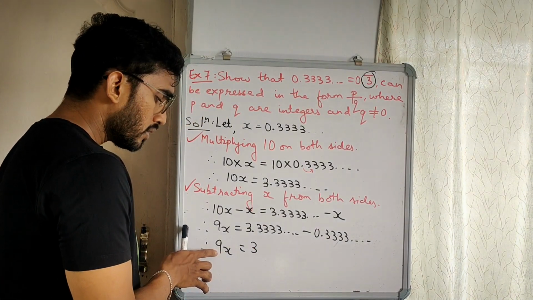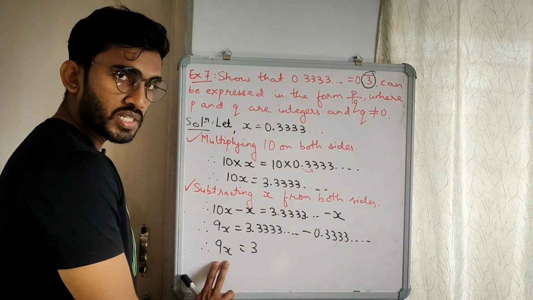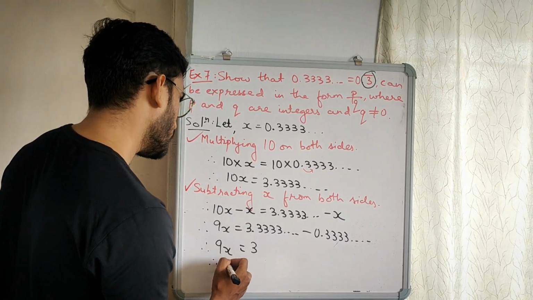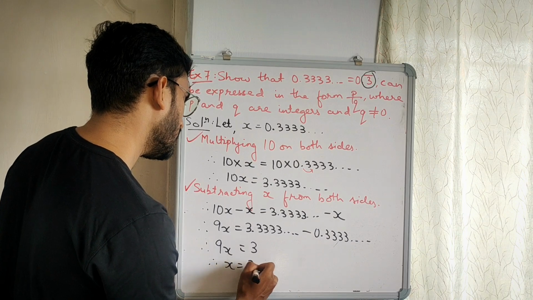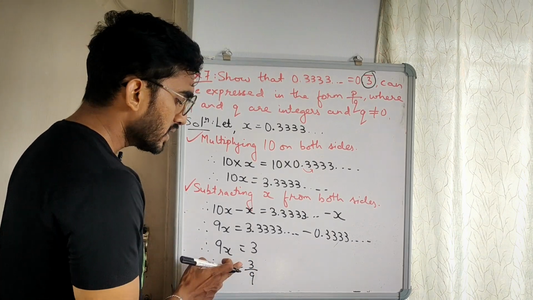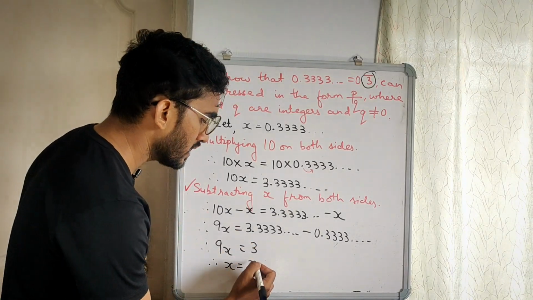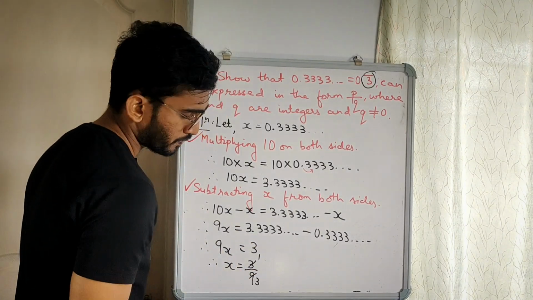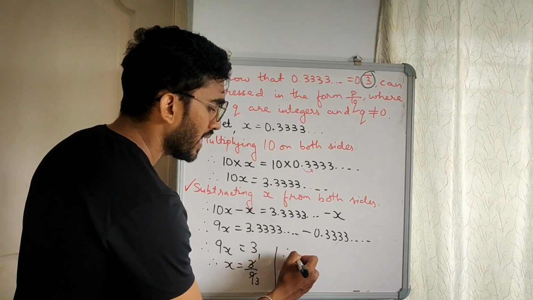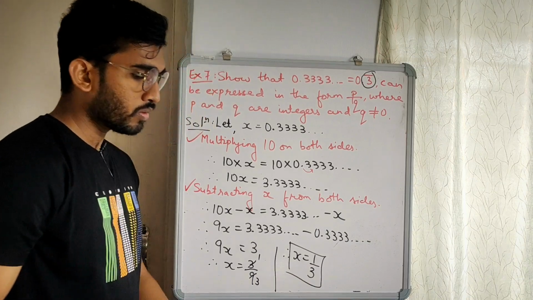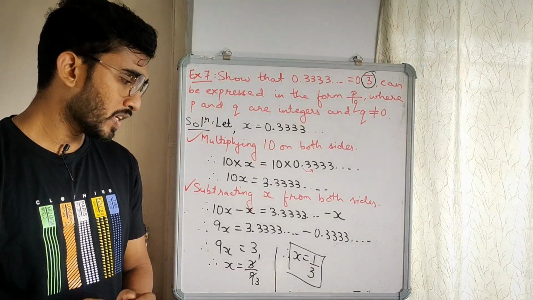Now I will shift this 9, which is in multiplication with x. When multiplication changes its side, it goes for division. So we get x is equal to 3 divided by 9, 3 upon 9. And this 3 and 9 can be cancelled by the common factor 3: 3 ones are 3, 3 threes are 9. So as a result, x is equal to 1 by 3. So this sum is done.